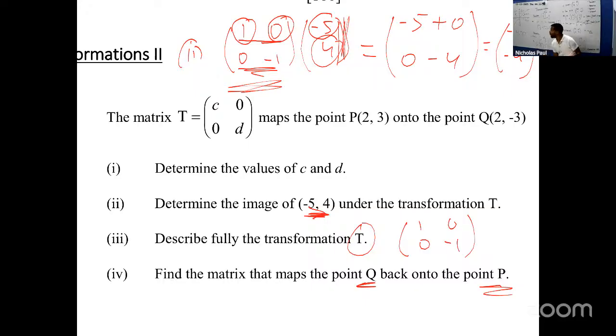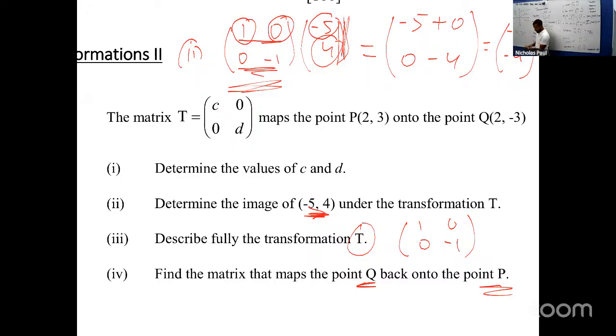Online, Sajida, she just sent something. She sent back the same thing. Very good, right, because think about it. If you reflect in the x-axis and want to get back the original, what do you do? Just reflect in the x-axis again, right?